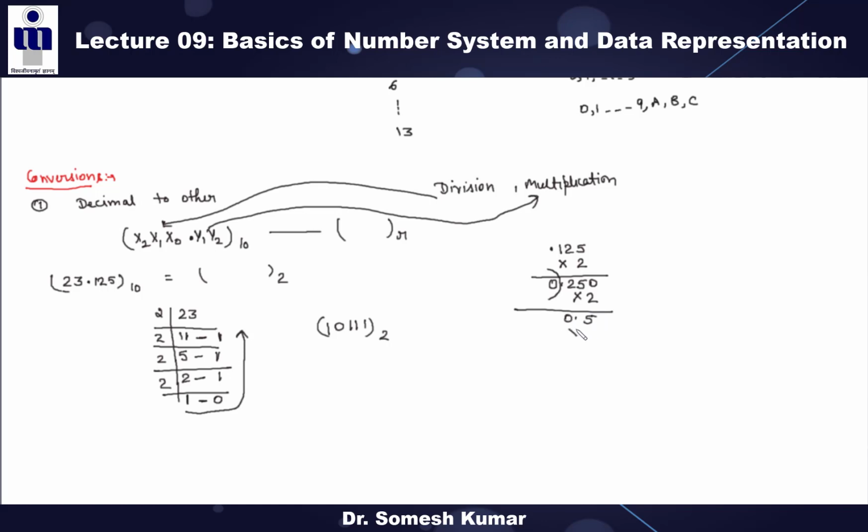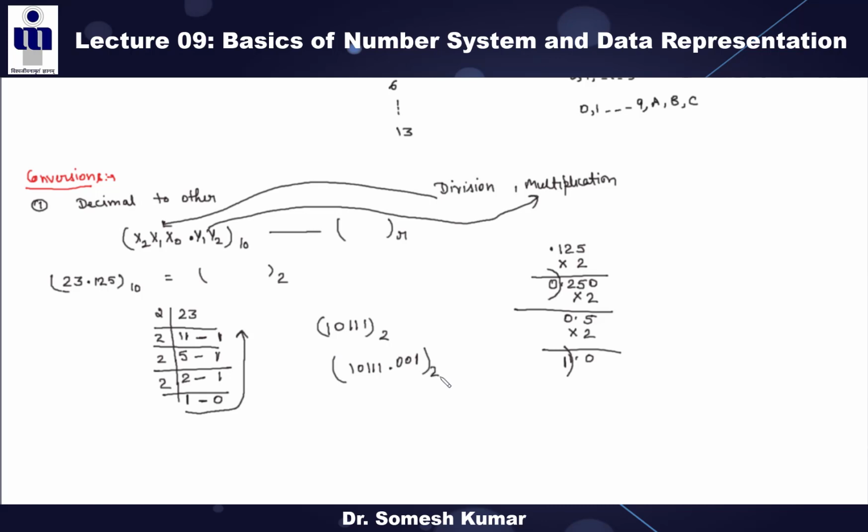0.5. Again we have to multiply it with 2. What we will get? We will get 1.0, right? And this is the end of this multiplication method, right? Up to we'll get 1.0. Clear? So the total binary of 23.125 is 10111 dot, first this 0, then this 0, then this 1, right?